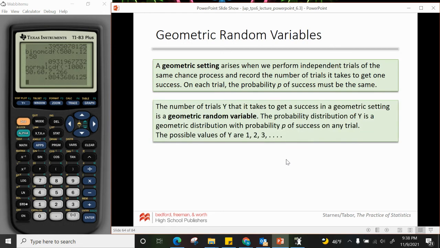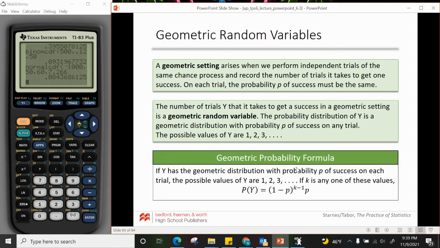In a geometric situation, the number of trials is defined as how many it takes to get a success. So the probability distribution of y is a geometric distribution. You don't know how many trials there are. It's how many until you get the correct answer. So the possible values are always going to be 1, 2, 3, and so forth. You can't get a success on the 0th trial. You need to do something to get a success.